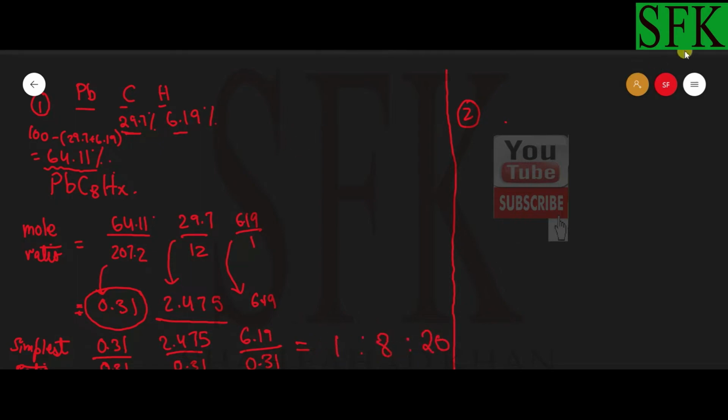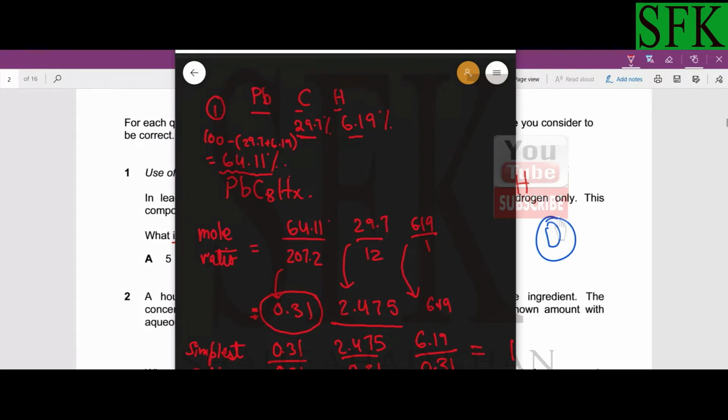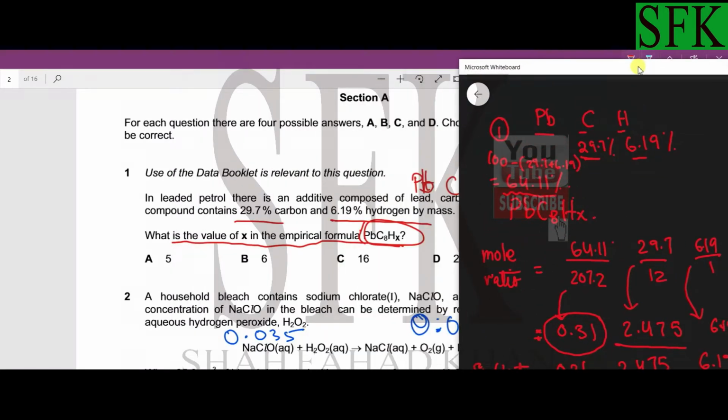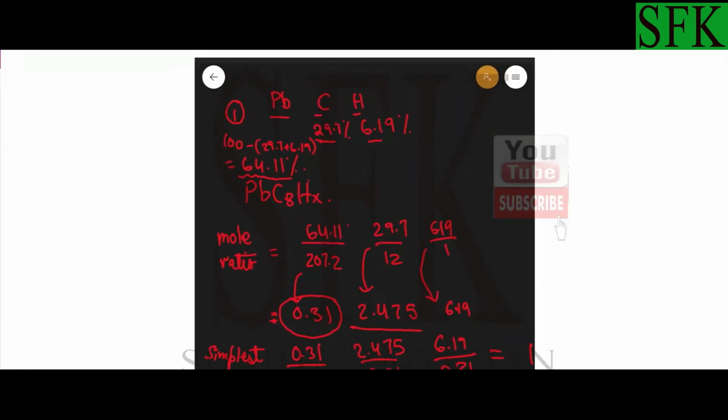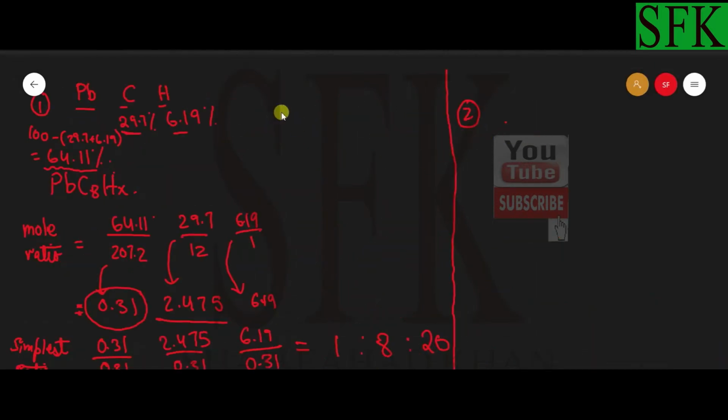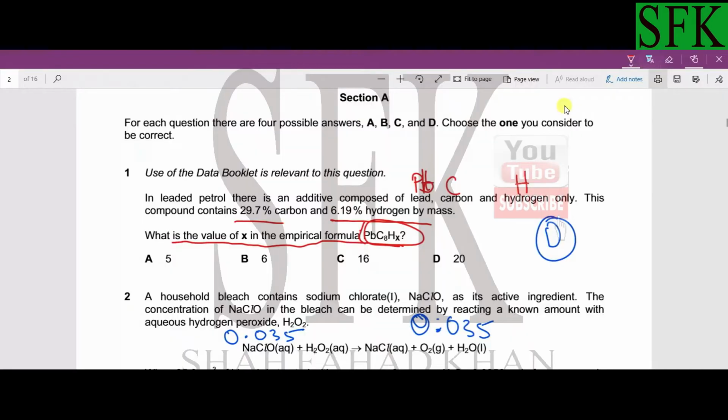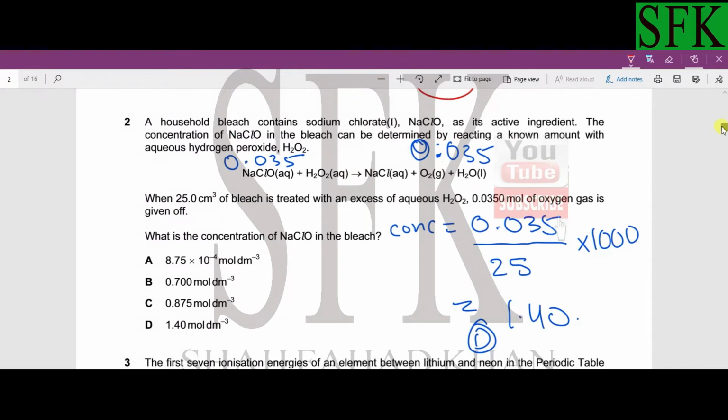The question says PbC8Hx, and what we got is PbC8H20. So the value of X equals 20. So 20 is our answer. Right, so for this one, it's D, the first question. Right, now moving on to the next one.